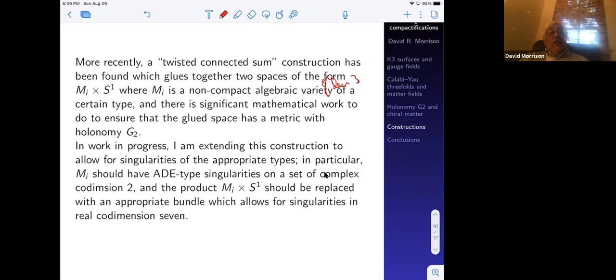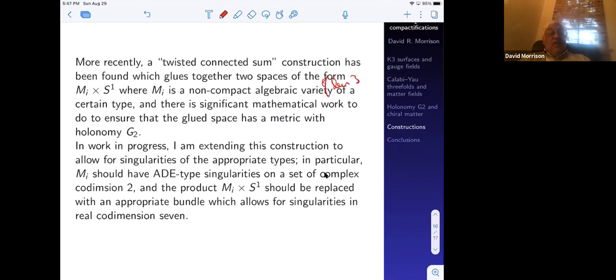And there's significant mathematical work that you have to do to ensure that when you glue together the spaces, you get a metric with holonomy G2. You can build metrics whose holonomy is within G2 on both pieces, but then getting them to match up properly when you glue together is a problem in analysis, and it's a pretty challenging problem in analysis. So I've got some work in progress, various pieces of which are in collaboration with various different people.